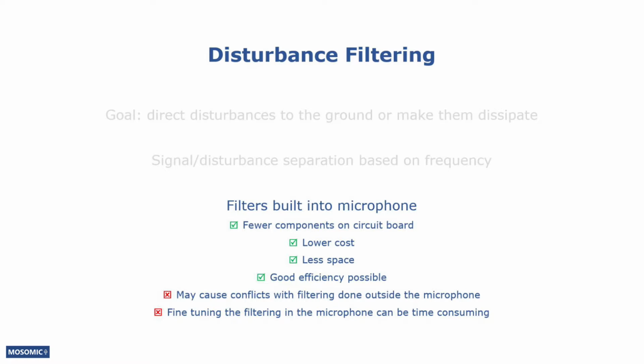The challenge with filtering built into the microphone is that it doesn't always perform well with the filtering that's done outside of the microphone. Tuning the filtering in the microphone to optimize the overall filtering performance typically takes more effort and time than optimizing filtering on the device circuit board. Filtering done outside of the microphone is typically done using discrete components such as capacitors, inductors or ferrites, so the filtering can be fine-tuned easily by changing component values.